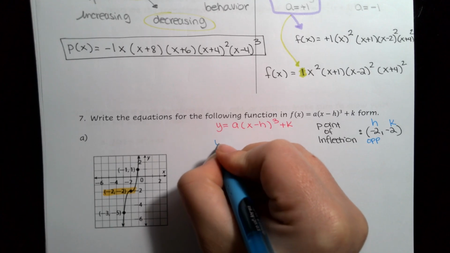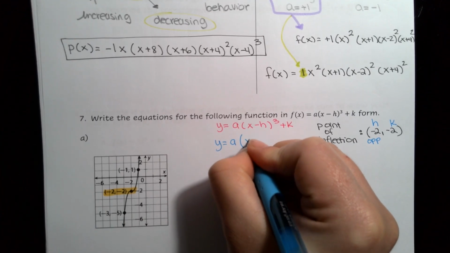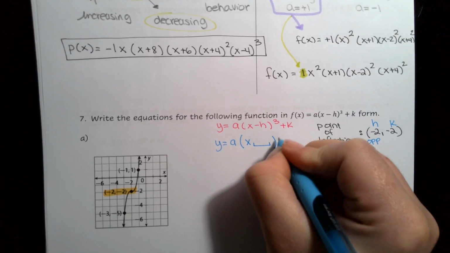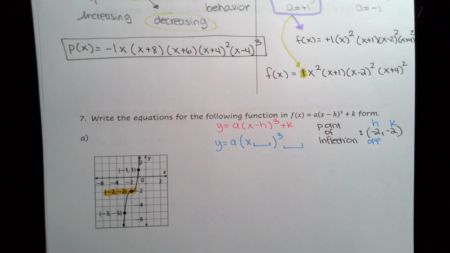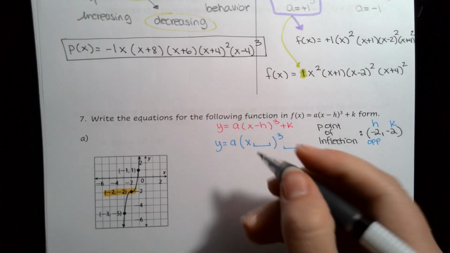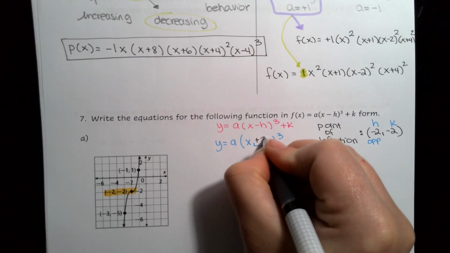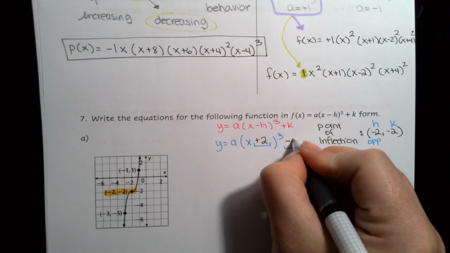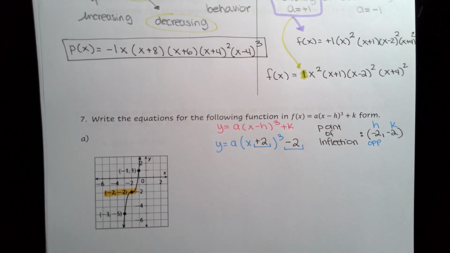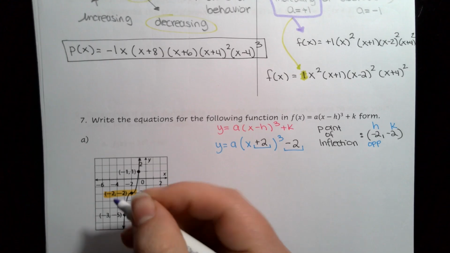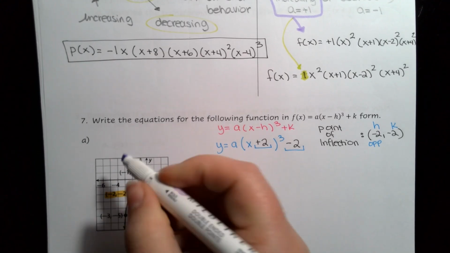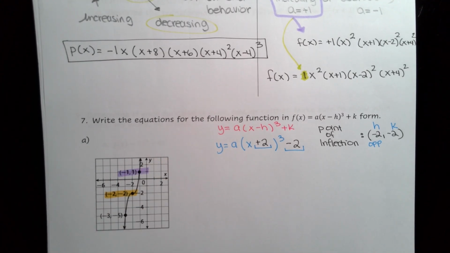So when we are writing this out, we have y equals a, open x. Now we're going to do opposite of what we see, and then k is for keep. So our h is now positive 2 like this, and our k is still negative 2, so minus 2. Next, you're going to select a point on the curve. So I am going to select this one here. It doesn't matter which one you are choosing.